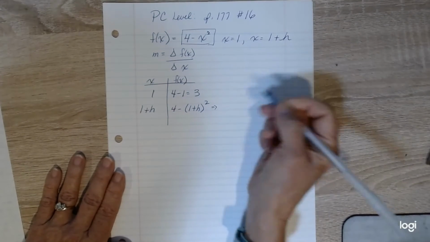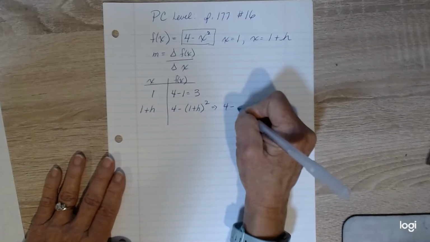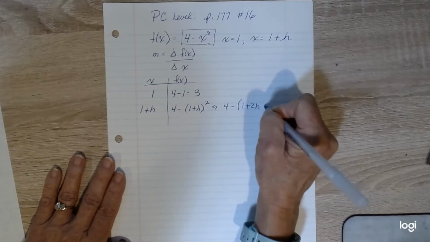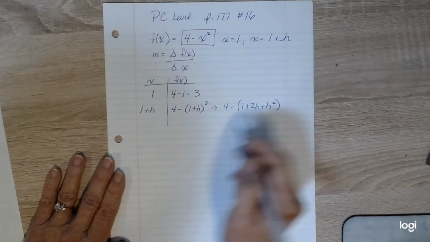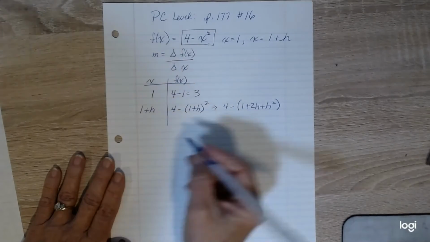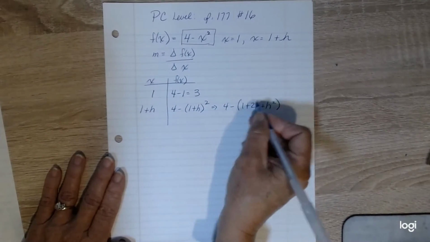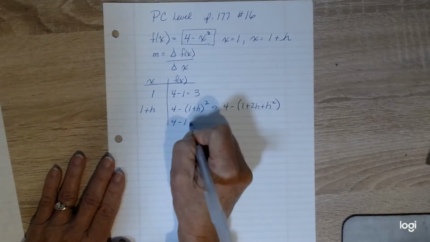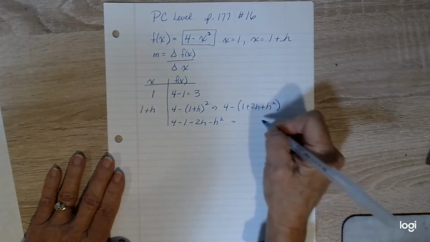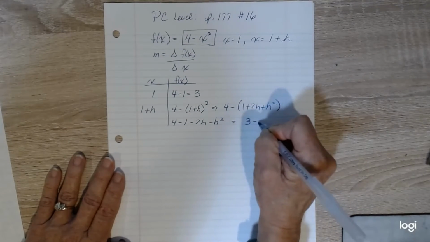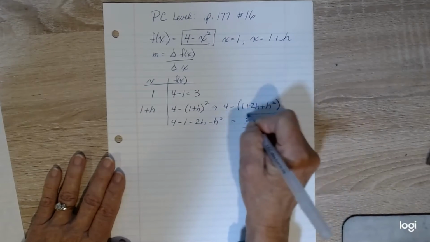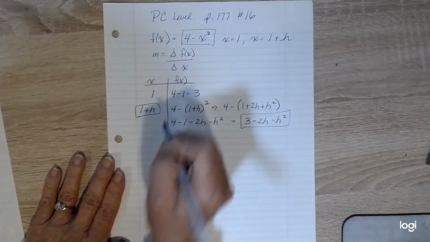I'm going to continue to expand this. 4 minus, I'm going to use my perfect square trinomial pattern. So 1 squared, multiply and double, square the last term, and then I'm going to keep going. I'm going to subtract, which means change every sign. And then finally, I'm going to combine my like terms, and I'm going to get 3 minus 2h minus h squared. Okay, so this is the output for this input.